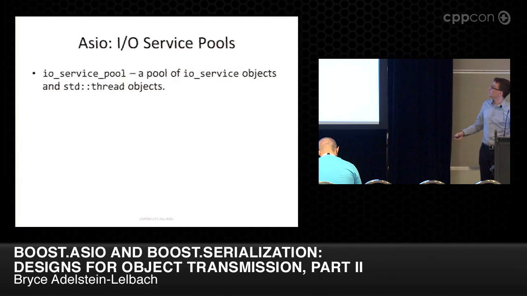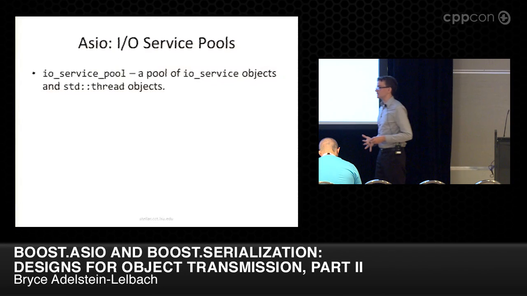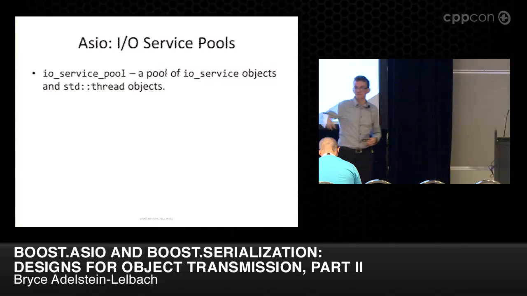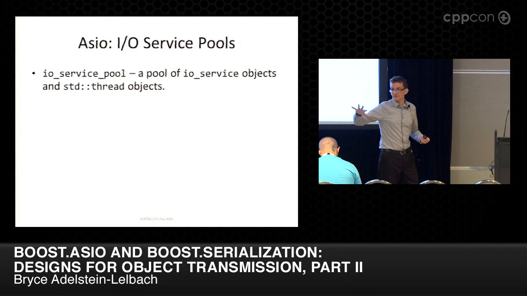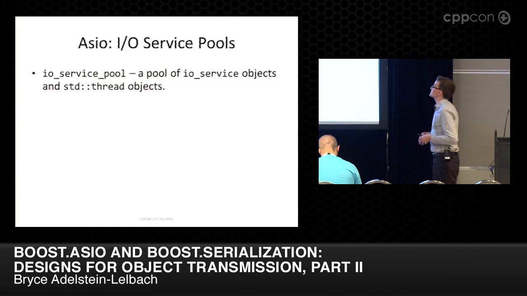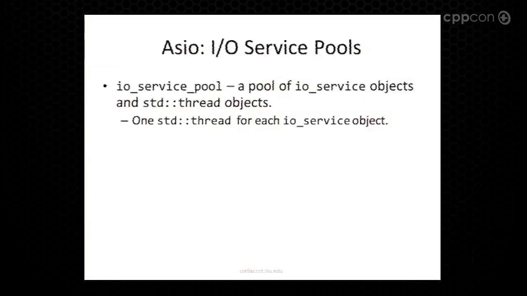But basically, it's a pool of I/O service objects and std::thread objects, with the idea that maybe you've got a 16-core system, and you want 12 cores processing your execution threads, but then 4 threads that are I/O threads, or maybe you have some different mix of things, depending on how your hyperthreading is and how many cores you've got. So you have one std::thread associated with each of these I/O service objects, and each of them is calling io_service::run.